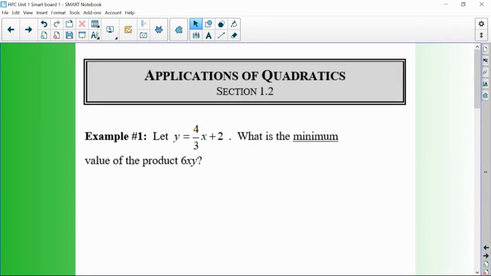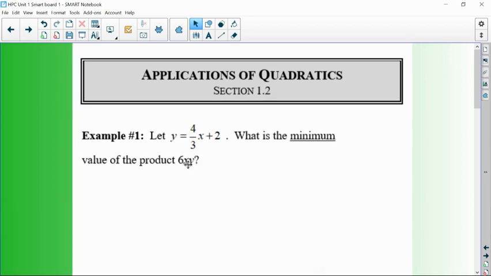What's the minimum value of the product 6xy? In other words, if you picked some x and obviously then some y that would go along here, and then took it times 6, what's the smallest possible output you can get?